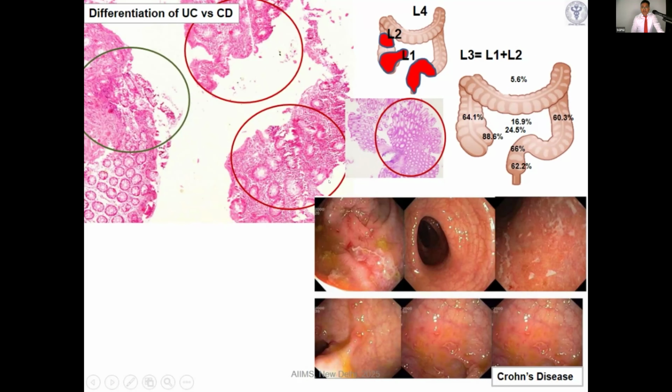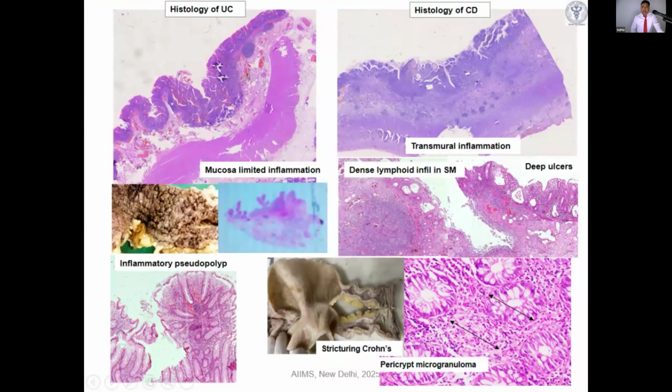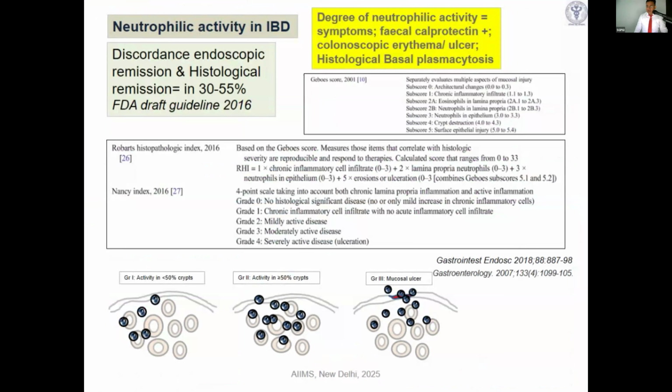And in Crohn's disease, we know that the disease can be patchy. We have already seen that. The differentiating features we have already talked about. But it is also important to know that the presence of neutrophils in identifying an IBD is not sufficient. Neutrophils also we have to grade. That is an activity for us. And the presence of neutrophils correlates with fecal calprotectin positivity, endoscopic presence of erythema and ulcers, and histologically also basal plasmacytosis, because basal plasmacytosis is more commonly identified in active IBD.